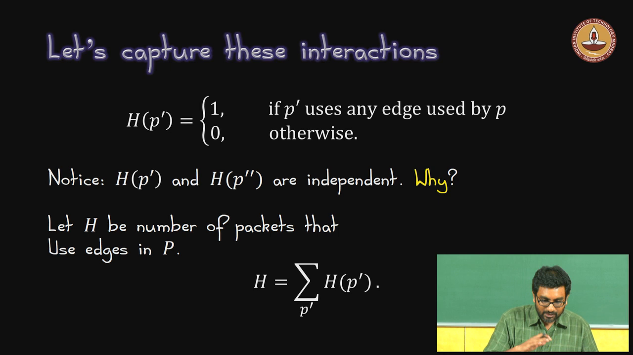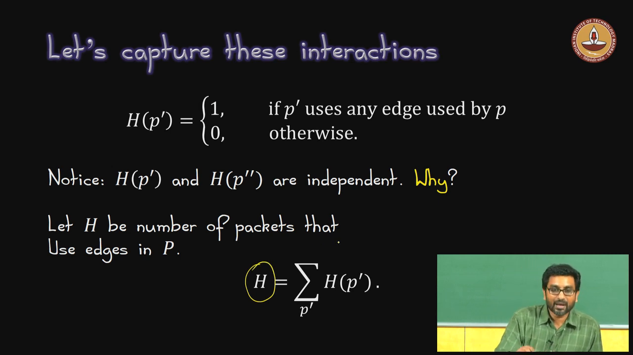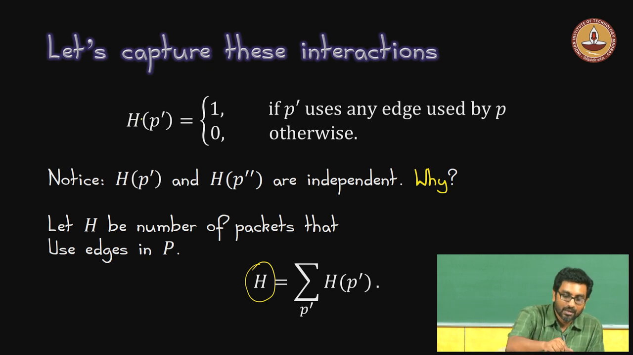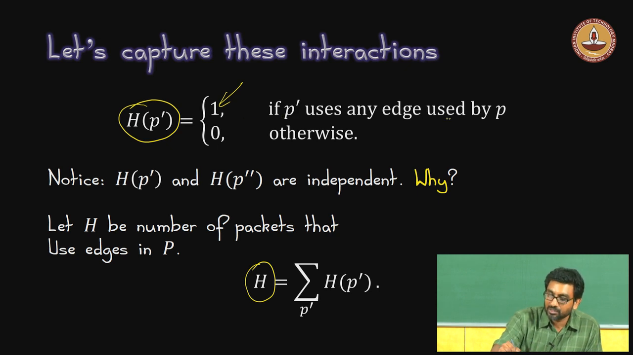Okay. Let us now try to understand these interactions. So, now what we are going after, let me give you a sneak preview, we are going after H, which is the number of packets that interact with path P. So, this quantity we can try and break things down. How are we going to break this down? We are going to define this quantity H parameterized by P prime. And that is going to be 1 if this other packet P prime uses any edge used by P, basically at some point they converge, 0 otherwise.